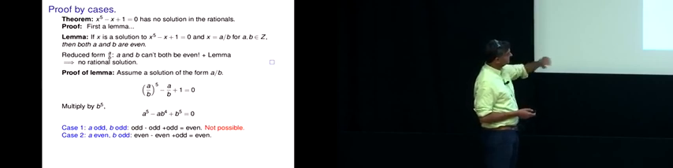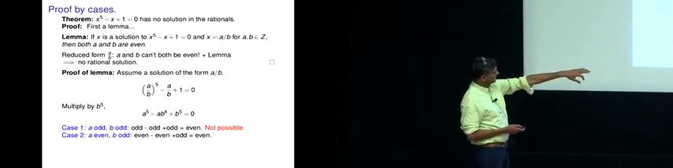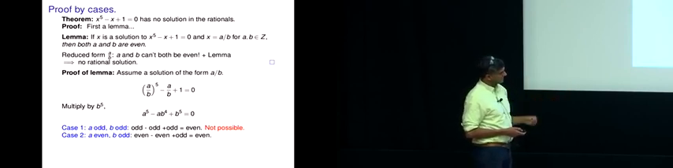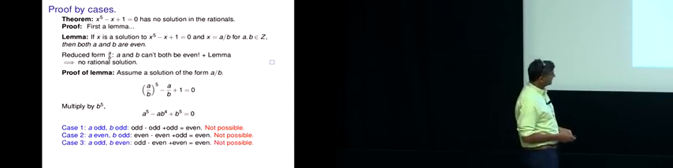Next, a is even and b is odd. You look at the first term, it's even. The second term is even, and it has a factor of 2. The third term does not. And yet it equals even. An even minus an even plus an odd being even is not possible. And this, again, is not possible.